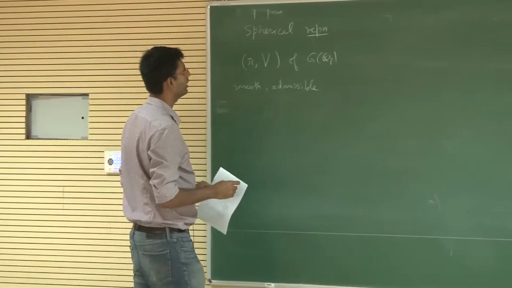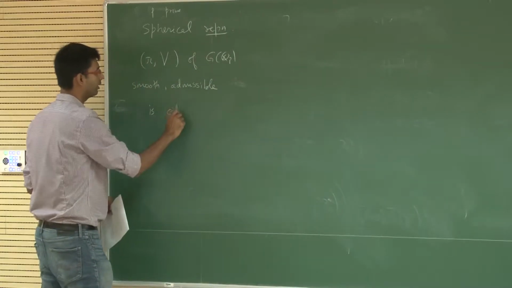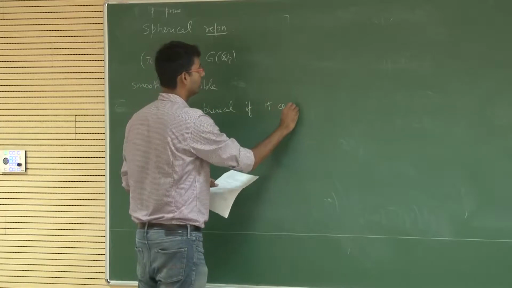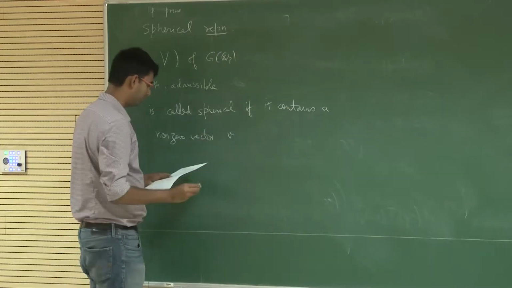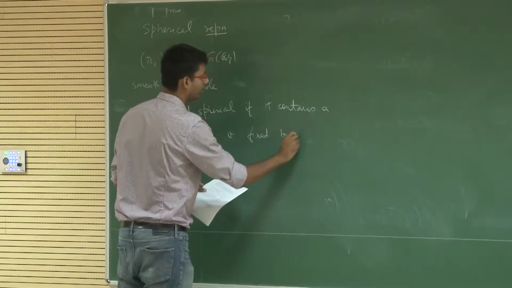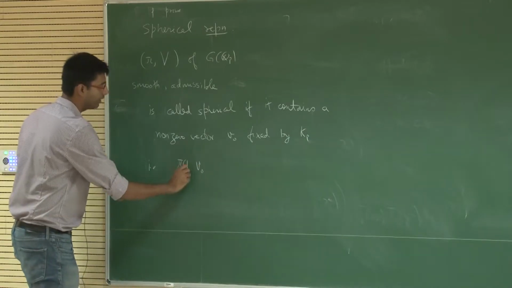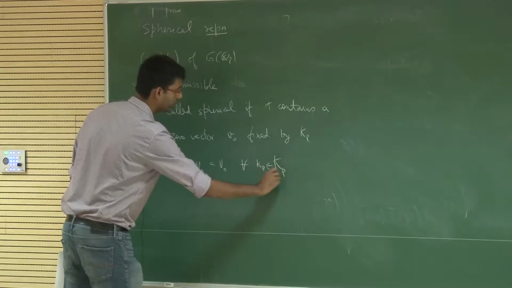And such a representation is called spherical if it contains a non-zero vector, maybe called V0, fixed by K_p, i.e. I take this vector in the vector space, I apply the linear transformation corresponding to k, and I get the same vector for all k in K_p.